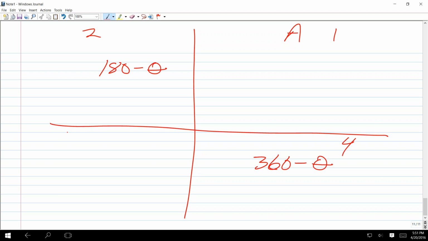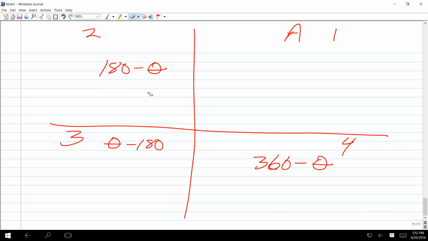And then quadrant 3 is the reverse of 2. That's the way I memorize it. Once you know this one, then you know 3 and 4. All you have to do is memorize what quadrant 2 is.